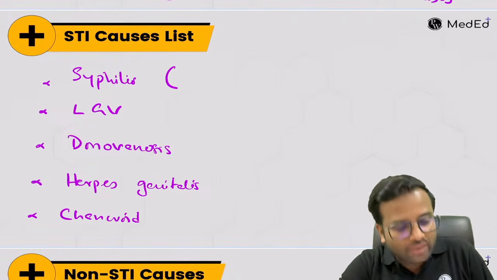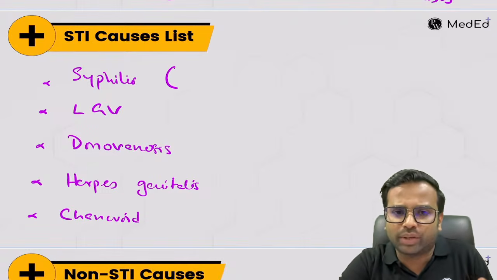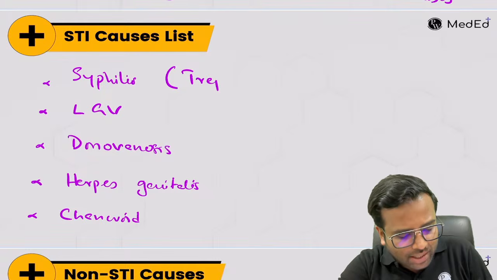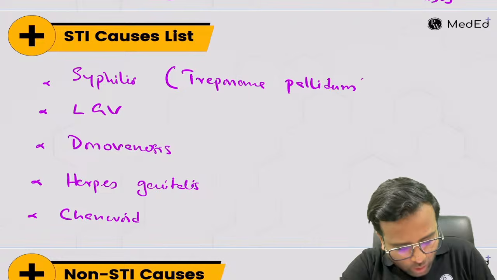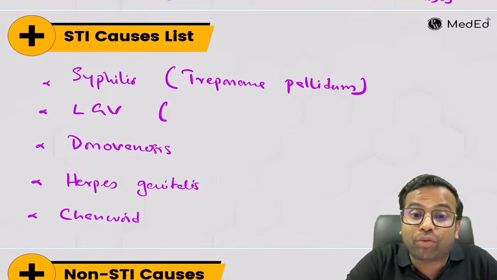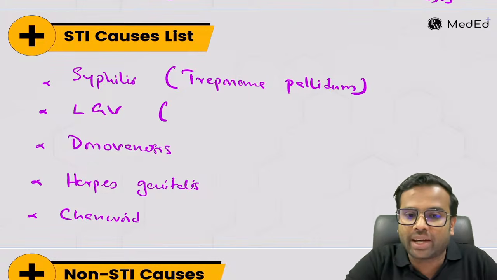So how about giving it a bracket, like syphilis? What is the causative organism of syphilis? Treponema pallidum. So this is a bonus. And how about lymphogranuloma venereum? Any idea what is the cause?